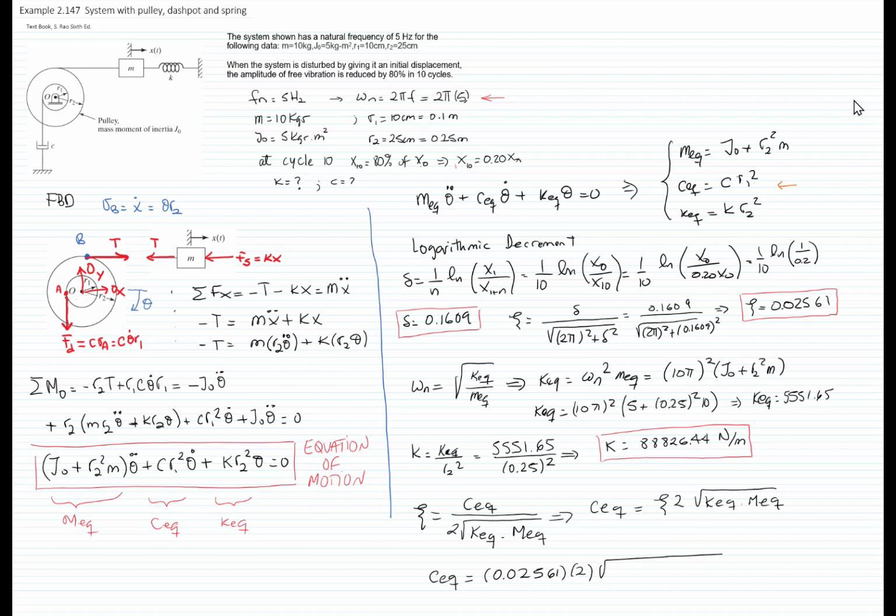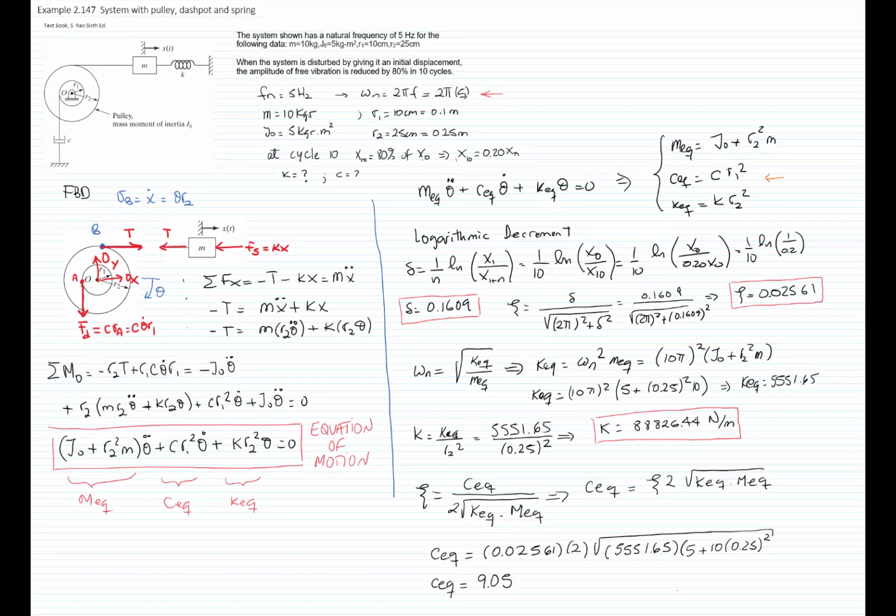Zeta is equal to 0.02561 times 2, and the equivalent constant of stiffness is 5551.65. So my equivalent mass is the mass moment of inertia 5 plus 10, which is the mass, times R2 squared, which is 0.25 squared. Now we get the value, and I get 9.05. And now I solve for C, which is that value divided by R1 squared. And that's equal to 905.0221 newton seconds per meter.